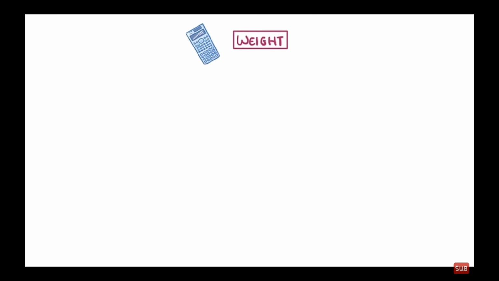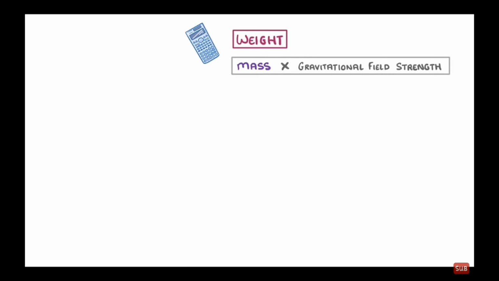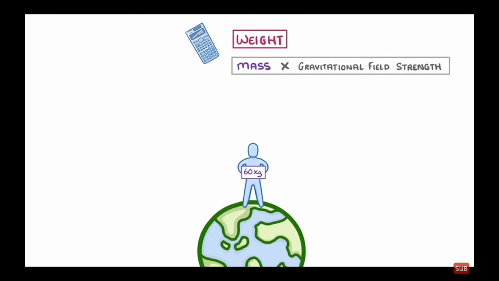To calculate an object's weight, we take its mass and multiply it by the gravitational field strength, as this formula will tell us exactly what the force of attraction is. For example, if a person with a mass of 60 kilos was on Earth's surface, then they would experience a force downwards towards the center of the Earth of 60 times 9.8, which is 588 newtons. So we could say that their weight is 588 newtons.